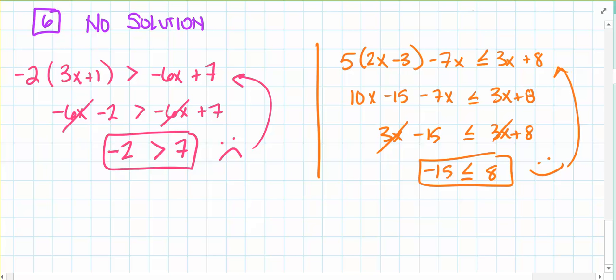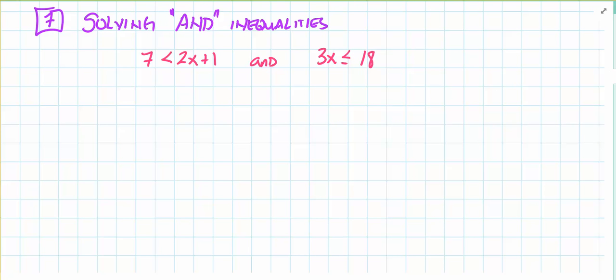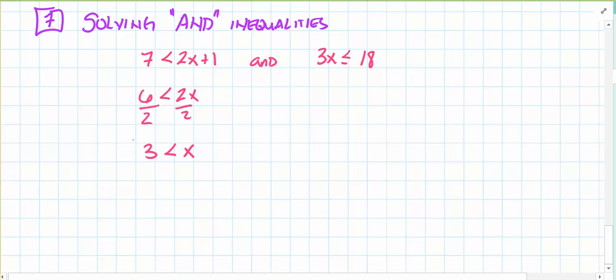So all real numbers are solutions to that inequality. Sometimes we have to solve compound inequalities, or what we call AND inequalities. So we solve them both at the same time. Check this one out. If I subtract 1 from both sides, I would get 6 is less than 2x, divided by 2, that means that 3 is less than x. I don't necessarily like to read it that way. I would rather read it like this: x is greater than 3.